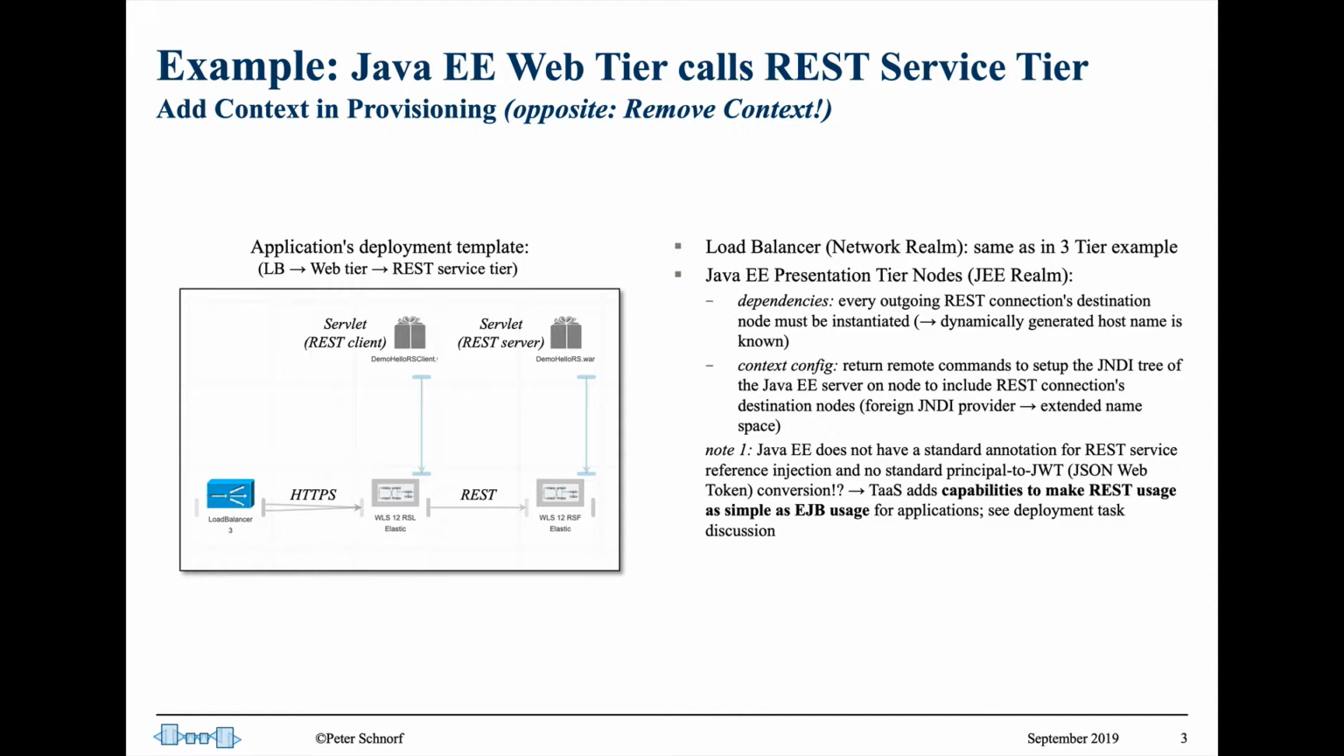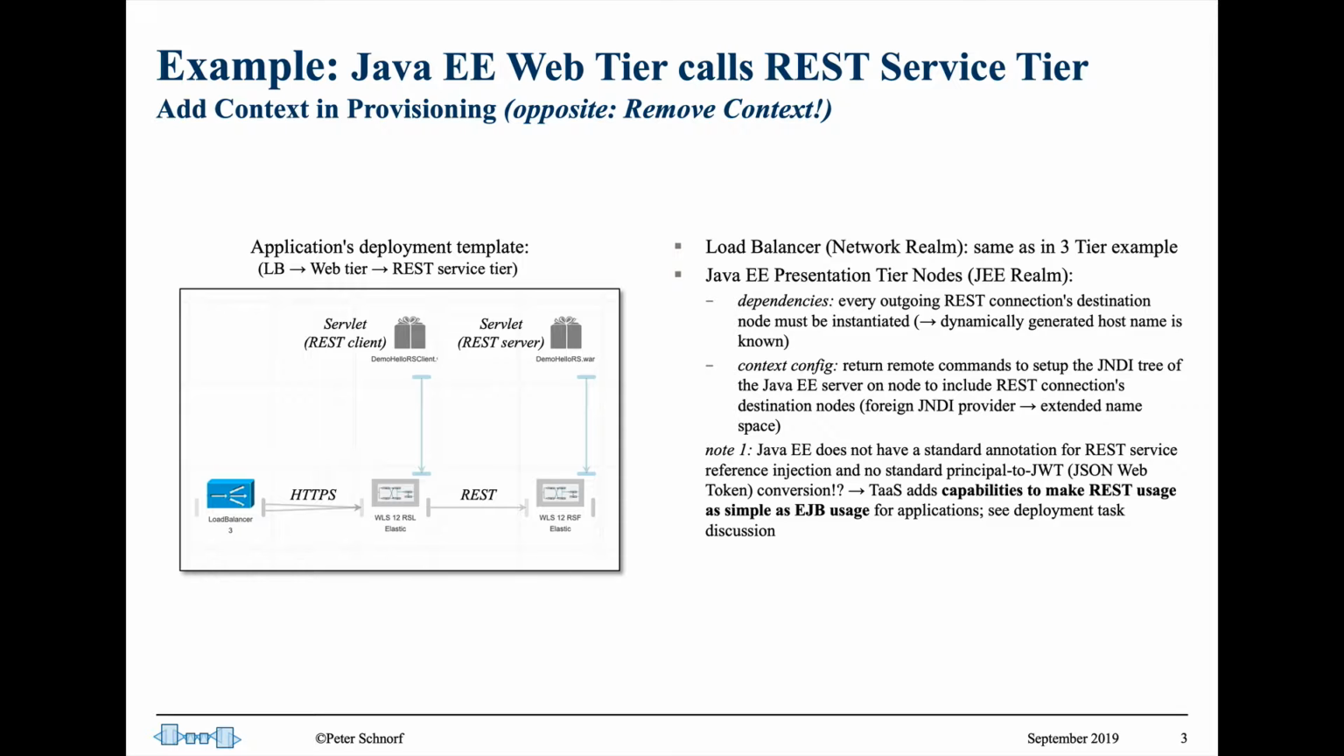But in the Java EE presentation tier nodes, we have the dependencies that every outgoing REST connection's destination node must be instantiated again so that the dynamically generated host names are known. So that's pretty similar to the HAB dependencies. And the actual context configuration is very similar as well. Remote commands are run to set up the JNDI tree on the target servers to include the REST connection's destination nodes. Again, through the mechanism of foreign JNDI providers.